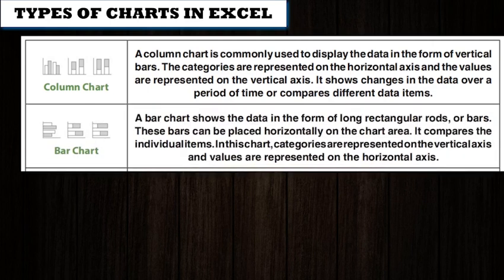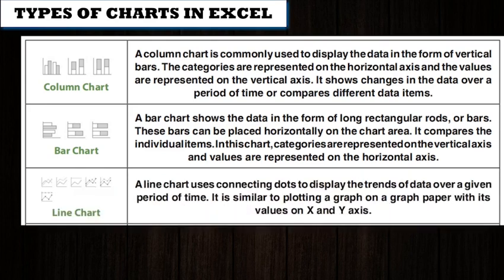Bar chart. A bar chart shows the data in the form of long rectangular rods or bars. These bars can be placed horizontally on the chart area. It compares the individual items. In this chart, categories are represented on the vertical axis and values are represented on the horizontal axis. Line chart. A line chart uses connecting dots to display the trends of data over a given period of time. It is similar to plotting a graph on a graph paper with its values on x and y axis.